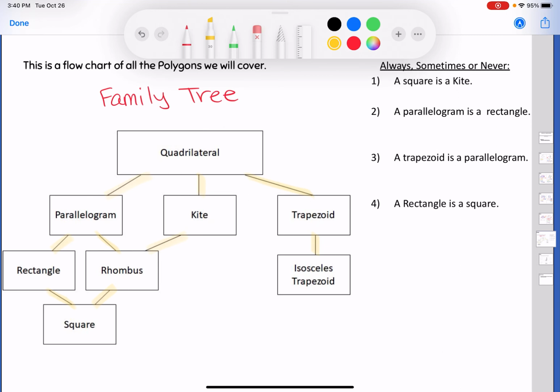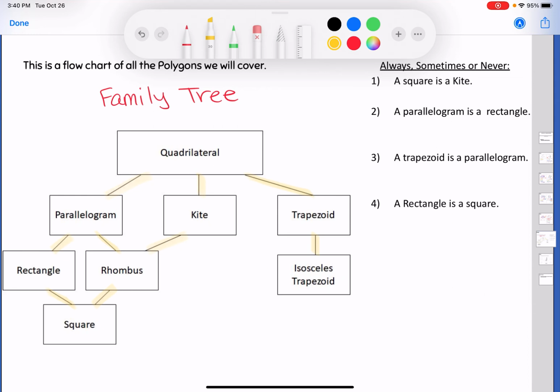So this idea of the family tree can really help you organize and remember what properties are what, and so then you can just really remember what are the properties of a parallelogram. Okay, well, I know a rectangle is a parallelogram, so it has all those, plus a rectangle has diagonals that are congruent and all right angles. And then you can kind of shorten that list a little bit.